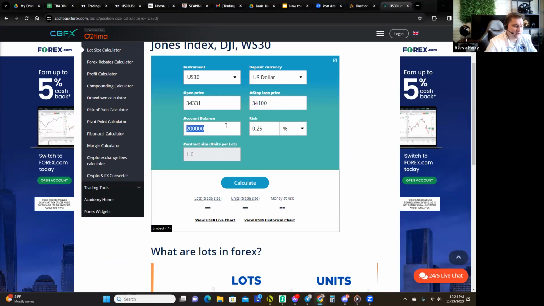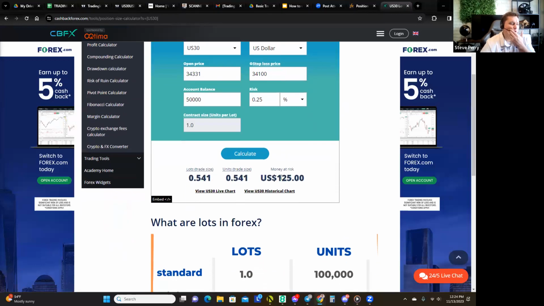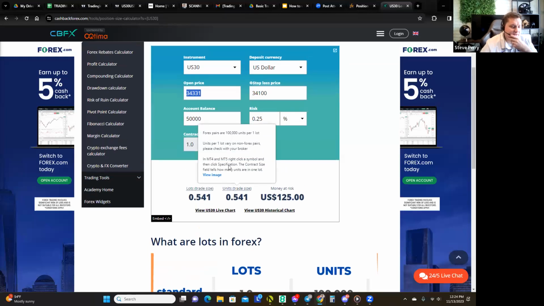Let's say this is a $50,000 account again, and we want to risk 0.25% per trade. Now we click calculate. And this is what we need: a 0.54 contract, assuming that price is our stop loss and we're going long. I hope that makes sense.